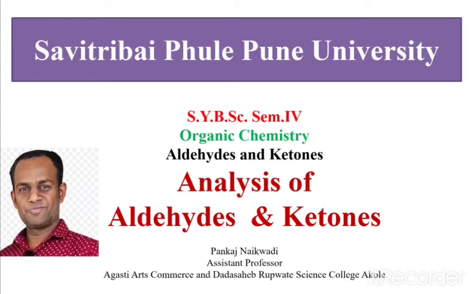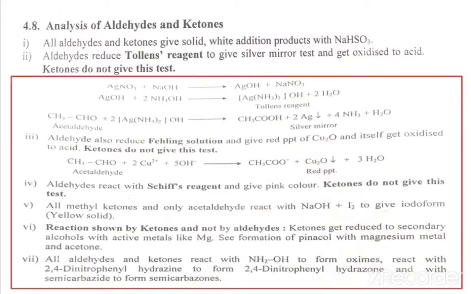Now, in today's lecture we will start the remaining part of aldehyde and ketone, that is analysis of aldehyde and ketone. All aldehydes and ketones give a solid on addition of sodium bisulfite. To distinguish aldehyde and ketone, we use the Tollens reagent. The aldehyde reduces the Tollens reagent to give the silver mirror test, and it gets oxidized to acid, and ketone does not give this test.